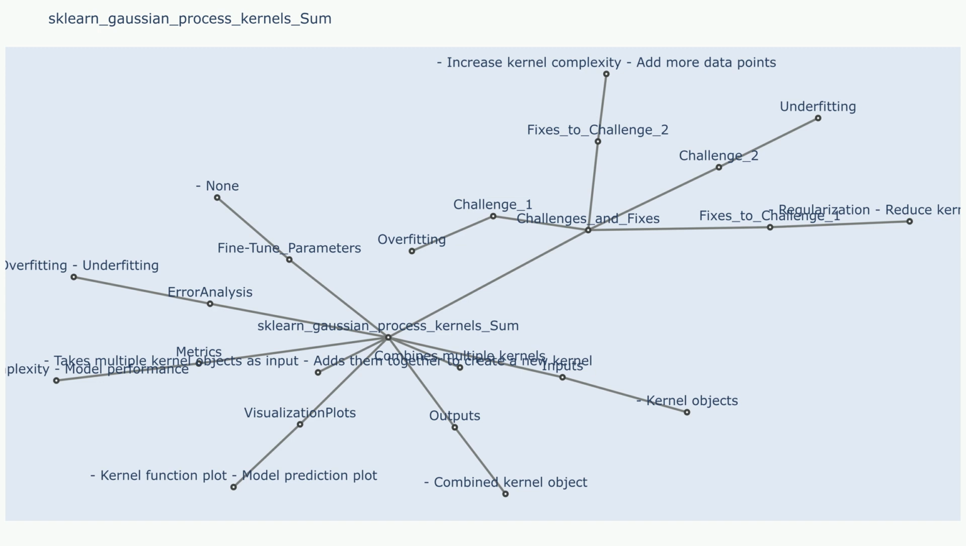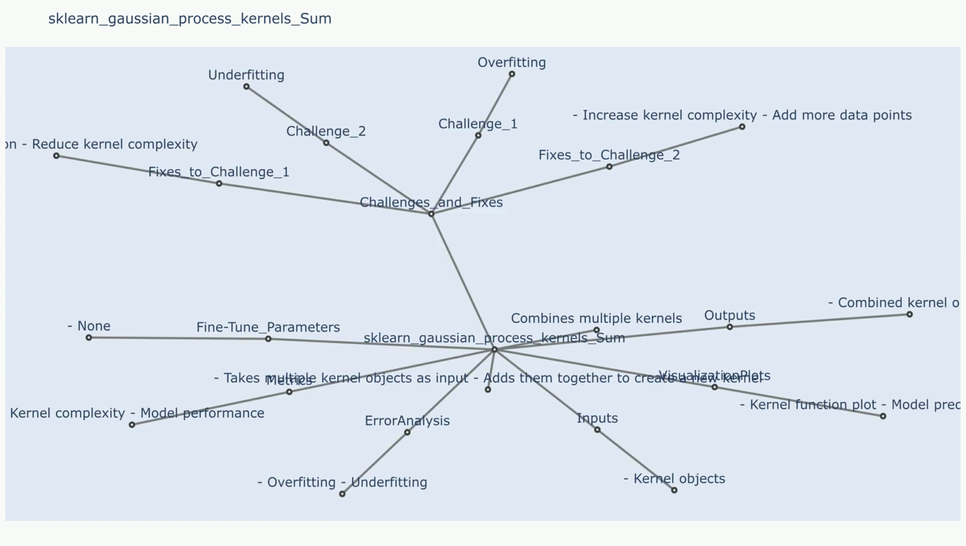Uncertainty methods. Uncertainty method 1: predictive variance. The Sum kernel can be used to estimate the uncertainty of the model's predictions. This is represented by the variance of the predictive distribution. Uncertainty method 2: confidence intervals based on the predictive variance. You can calculate confidence intervals around the model's predictions, providing a visual indication of the uncertainty.